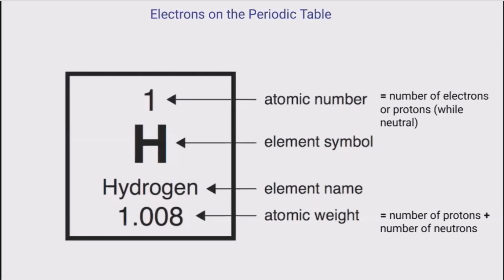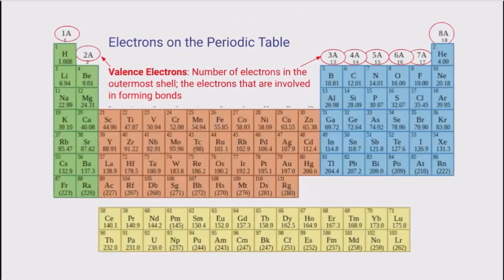But if we were to look at something else, like let's choose oxygen. Oxygen has an atomic number of 8 and an atomic mass of 16. That means there's 8 protons, and 16 minus 8 means that there's 8 neutrons in that atom. Does that make sense? It'll get easier the more you do it, but for now, let's move on to valence electrons.